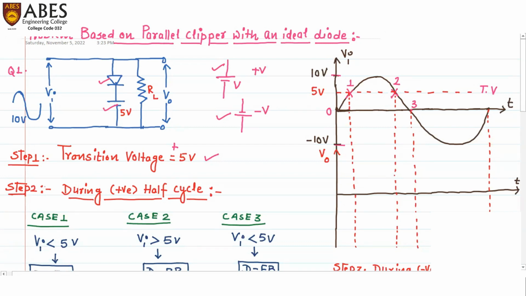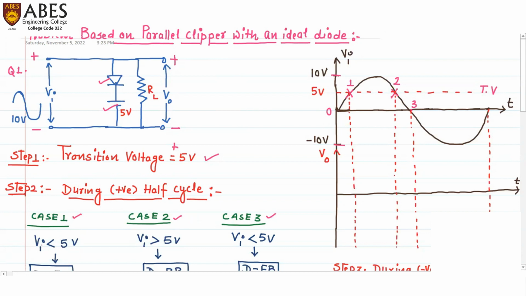Now, in step number 2, we will find V naught during positive half cycle. During positive half cycle, this will be plus and this will be minus, and V naught is always calculated between plus and minus. Because the positive half cycle is divided into three parts, I have taken three cases: case number 1, case number 2, and case number 3. So let's see what exactly these three cases are.